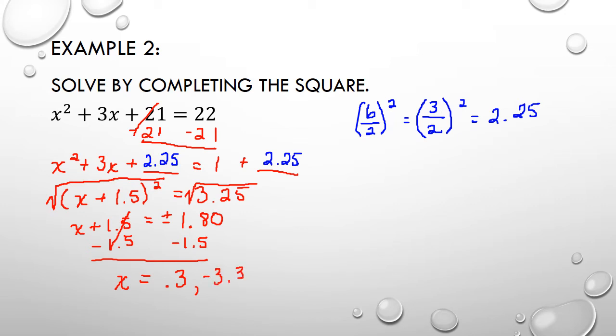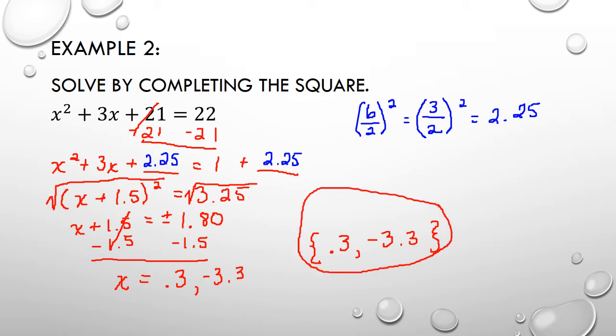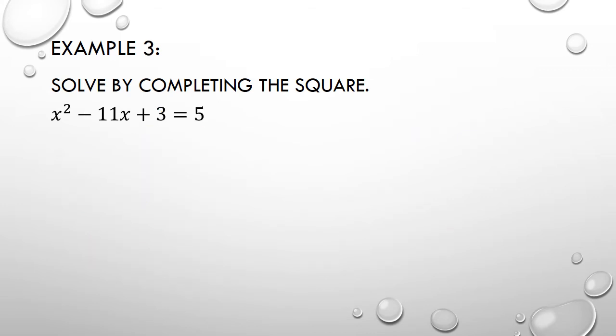3.3. Okay, so now we can put our answers in the braces. It doesn't matter which order you put them in. And there are your solutions. Okay, let's take a look at another example.